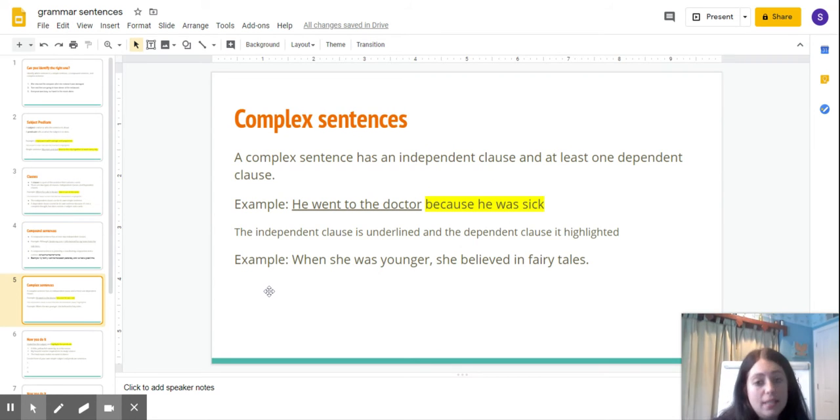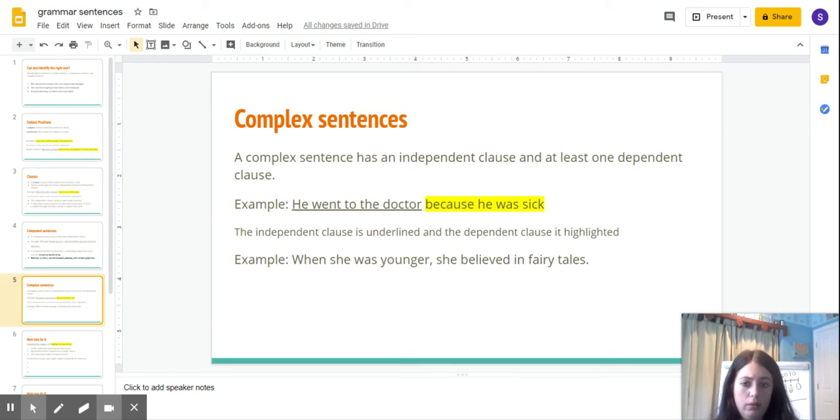So a complex sentence, which is a little bit trickier, but I know you guys can do it. A complex sentence has an independent clause. Remember, an independent clause is its own complete thought, and at least one dependent clause, which is not quite a complete sentence, but does have a subject and a verb in it. So an example is, he went to the doctor because he was sick. So he went to the doctor is a complete sentence, but because he was sick is not.